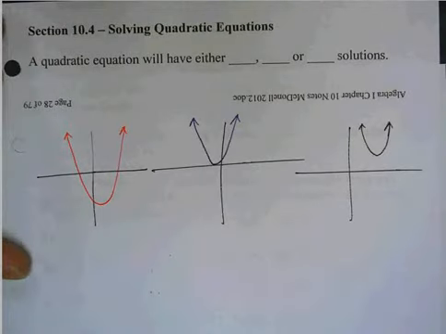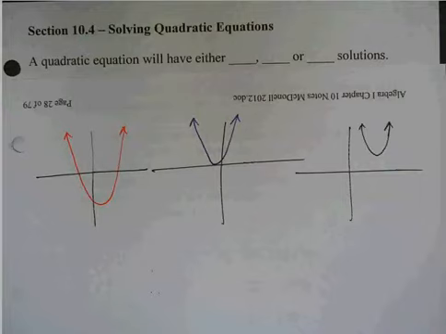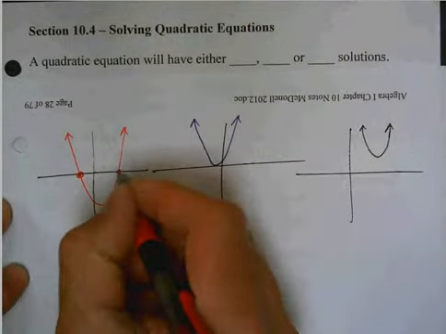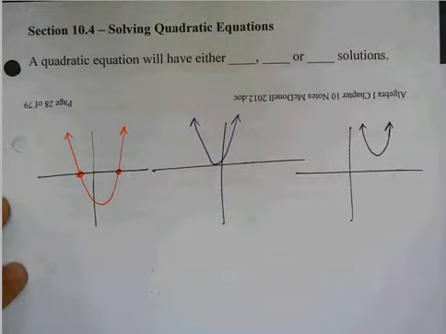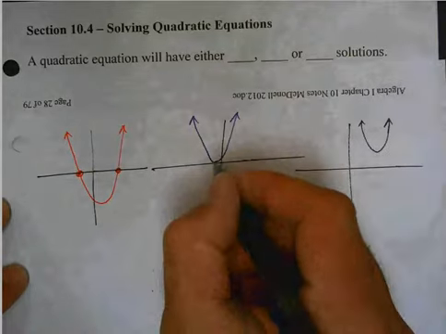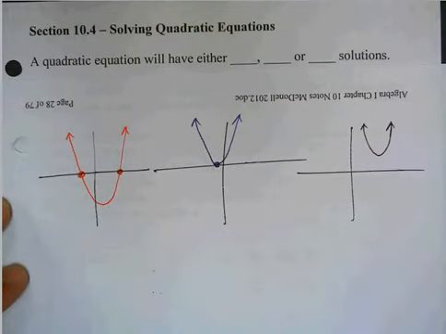Now, a solution is where the parabola crosses the x-axis. So on the red one, where does it cross the x-axis? Right there and right there. So how many solutions does it have? 2. On the blue one, how many times does it cross? Once. It just comes down and touches. And the black one? 0.